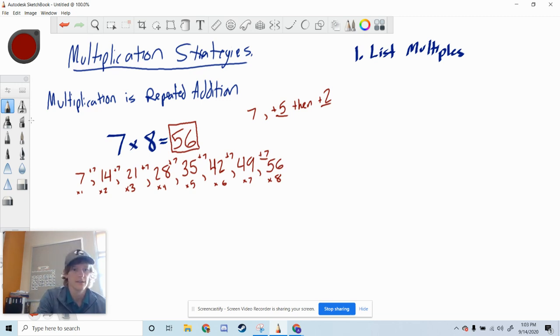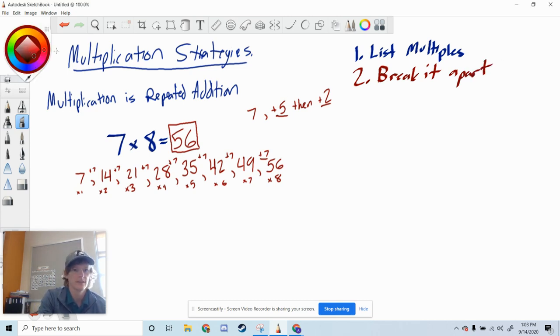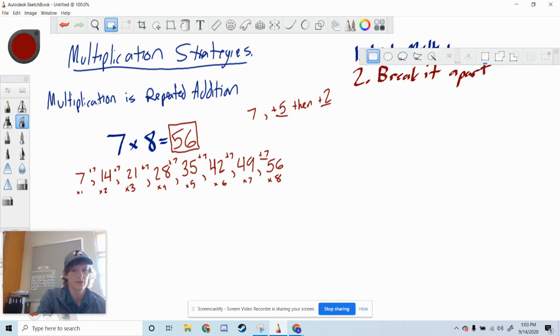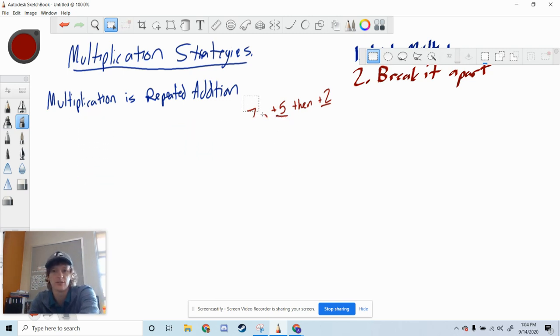The next way is we're going to say break it apart. So this one will probably look like it's a little more work, but it might bring the numbers down a little bit so it's easier to understand. Not sure, but let's find out.